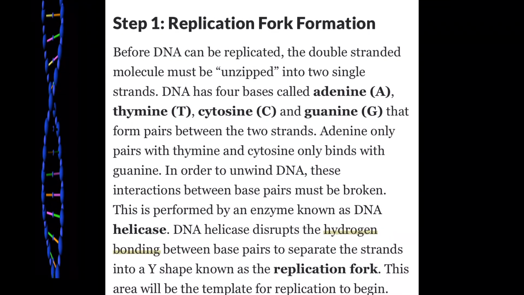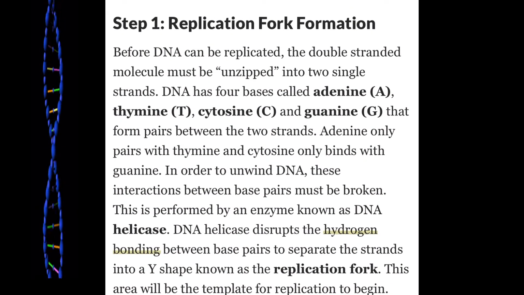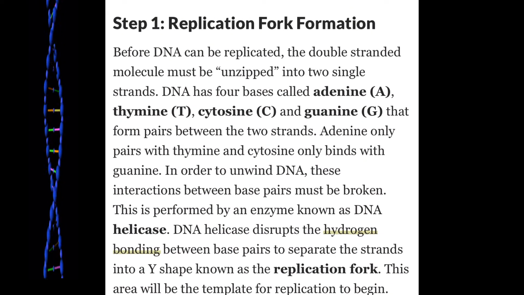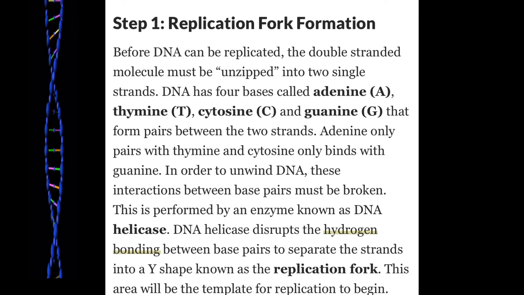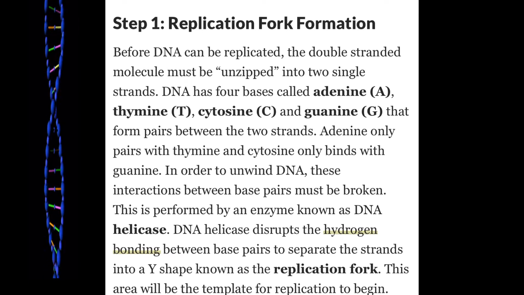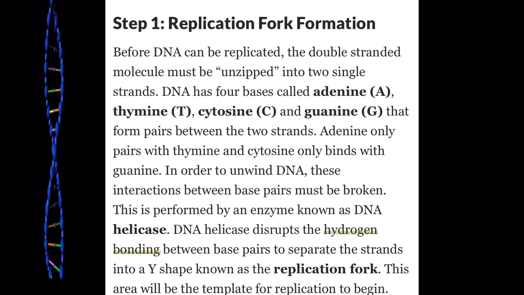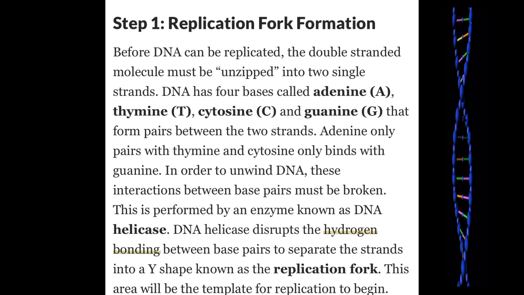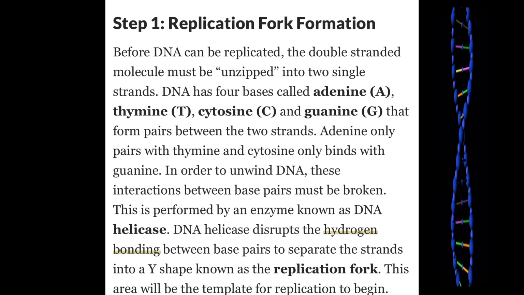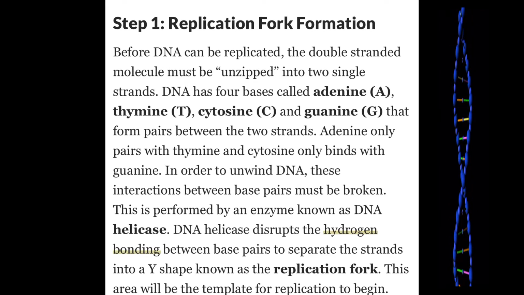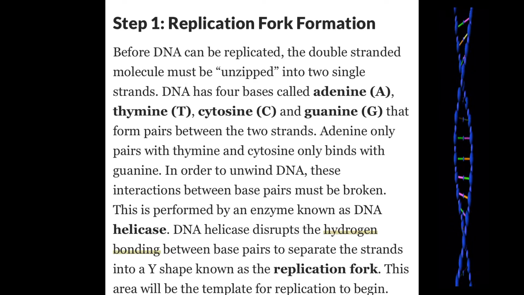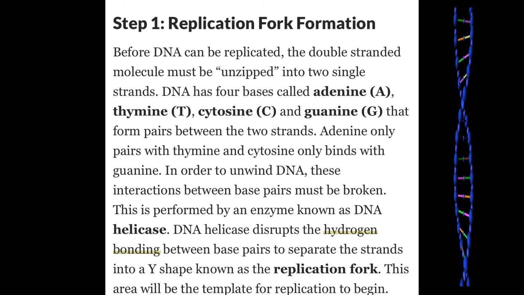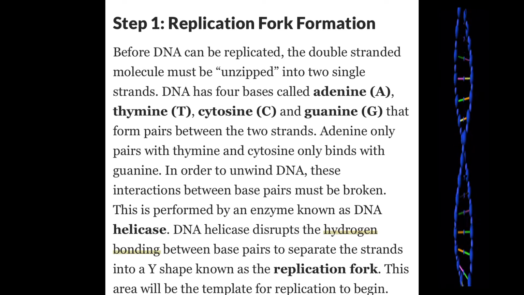Step 1. Replication fork formation. Before DNA can be replicated, the double-stranded molecule must be unzipped into two single strands. DNA has four bases called adenine, thymine, cytosine, and guanine that form pairs between the two strands. Adenine only pairs with thymine and cytosine only binds with guanine.